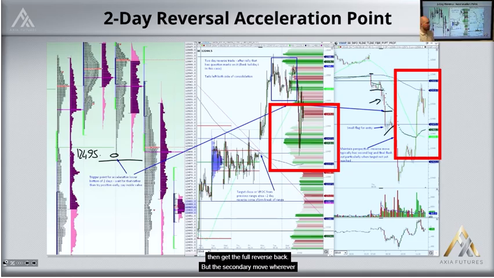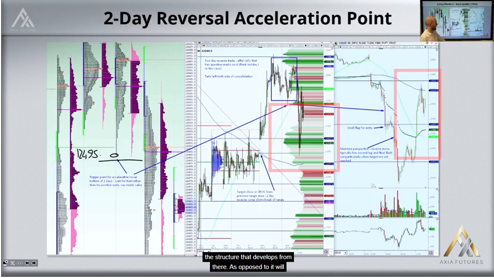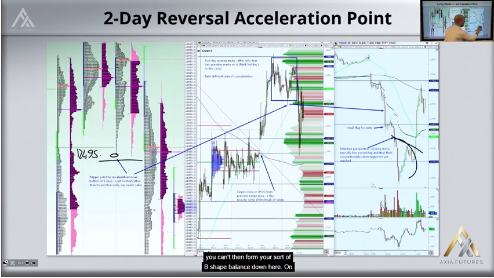But the secondary move, whether you get the full reverse back, is more about where you fall to and the structure that develops from there, as opposed to it will always reverse back. Some will continue onwards, and that's something that you're going to develop your plan around as the day progresses. This is a very, very fast liquidation move early on. If you can't then form your sort of B-shape balance down here on the day, that's where the reversal is going to come from and send the market back up to where it came from.